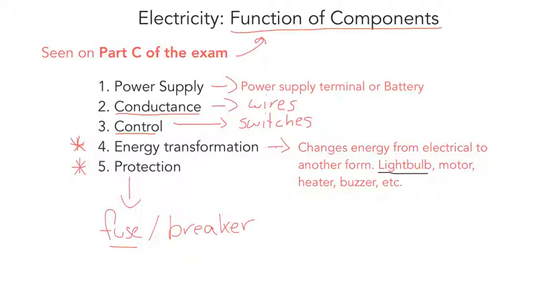So what we're going to do right now is look at a circuit, and we're going to try and identify the elements in the circuit that are acting as the power supply function, the conductance function, the control function, the protection function, and the energy transformation function. Now, not all circuits are going to have all 5 of these functions. Most circuits will only have 4 out of the 5. If there's a fuse or a breaker, then there's protection. If there's no fuse and no breaker, then you don't have protection in the circuit.